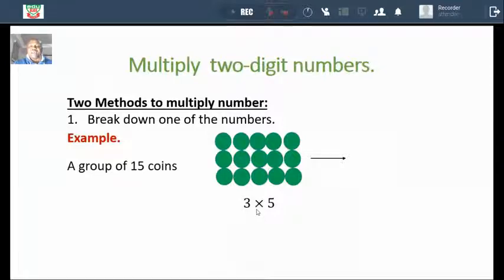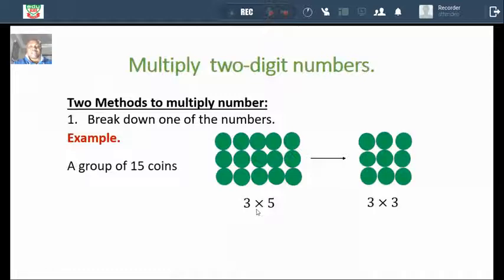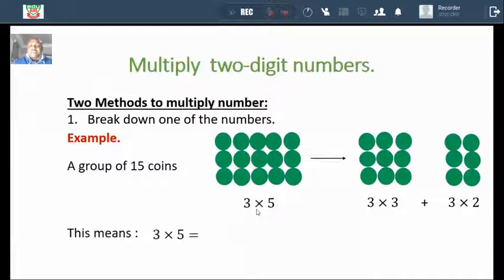All right. Now, this group of coins could be subdivided or broken down into smaller groups. Let's now say we break them into a smaller group of 9 coins, 3 by 3, and another group of 3 by 2, which will be 6 coins. Now, what does this mean?